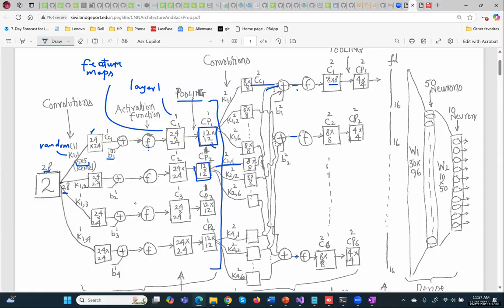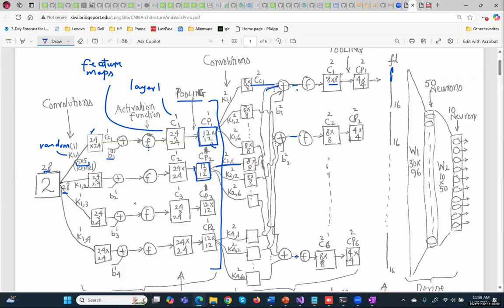It will become 4 by 4. So how many 4 by 4 images will we end up with after layer 2? 6, right? Now, if we flatten these 4 by 4, meaning the first row of 4 we put over here, then the next row of 4, the total will come up to 16.